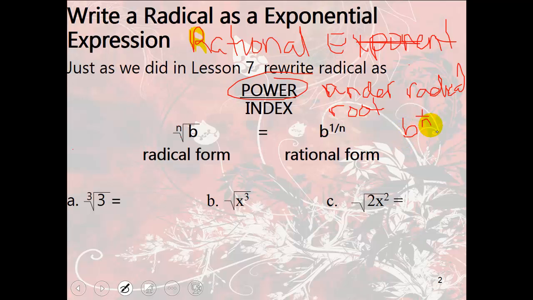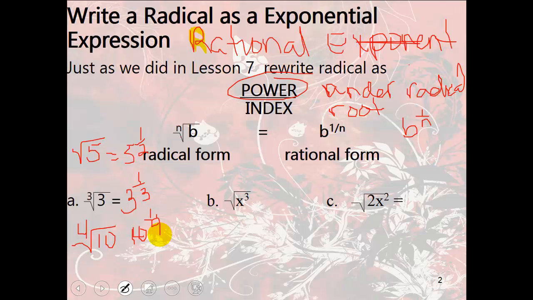So if I had the square root of 5, that would be 5 to the 1/2 power. If I have the cube root of 3, that would be 3 to the 1/3 power. If I had the fourth root of 10, that would be 10 to the 1/4 power. And we don't have to have just numerals underneath our radicand. We can have variables and exponents like that.